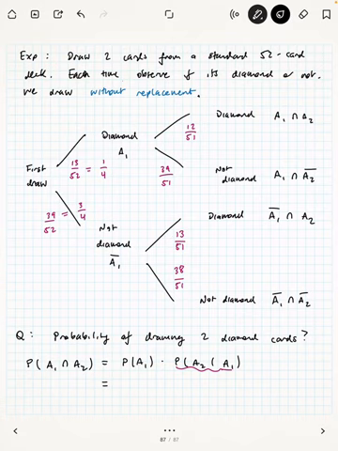Then we have 13 out of 52 times 12 out of 51. And you can simplify that, and you should get something along the lines of 0.0588. So roughly a 5.8% chance of drawing 2 diamond cards in a row.